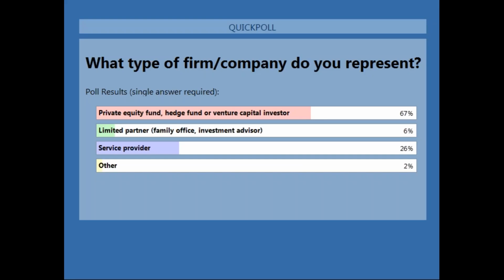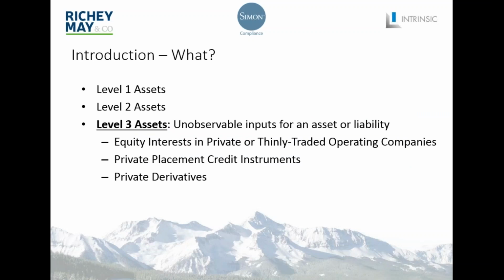We're going to move on to the what. The what here, as it's bolded, is really level 3 assets. That's our primary focus of today's conversation. Level 1 assets present limited challenges from the valuation perspective. These are assets that are regularly traded in active markets, and are fairly straightforward from a valuation standpoint. Level 2 assets are assets with similar securities in similar markets, and these also present limited challenges from a valuation standpoint.